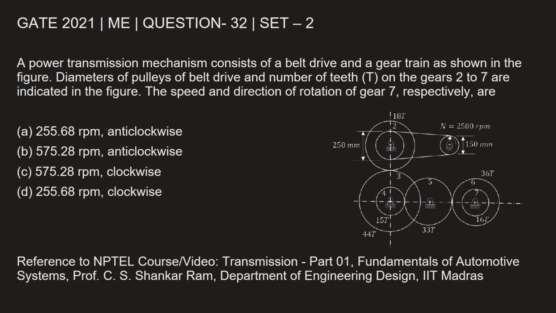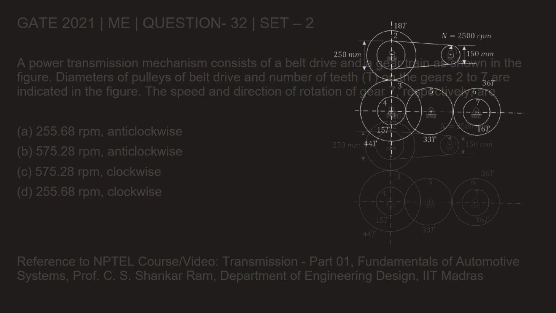This question is from GATE 2021 Mechanical Engineering paper set 2, question number 32. A power transmission mechanism consists of a belt drive and a gear train as shown in the figure. Diameters of pulleys of belt drive and number of teeth T on the gears 2 to 7 are indicated in the figure. The speed and direction of rotation of gear 7 respectively are.